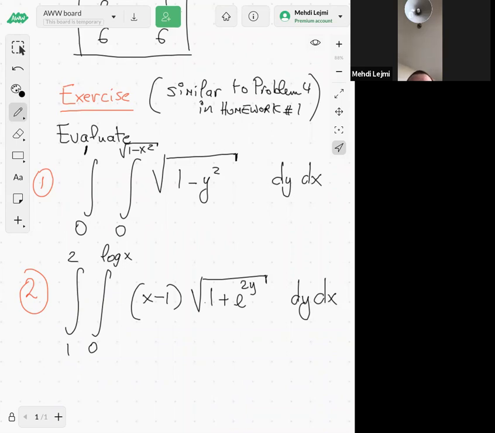Any guess for number 2? I think number 2 is not an easy one because of the bounds. When you change the order of integration, for the new bounds you really have to sketch the region D, so you can see exactly what the bounds will be when you change the order of integration.